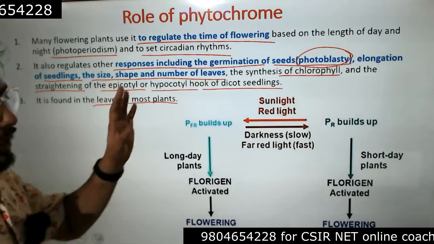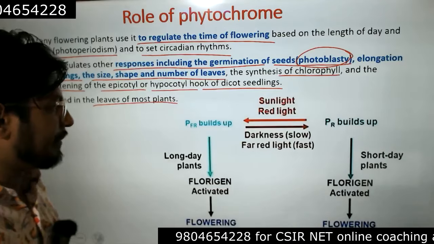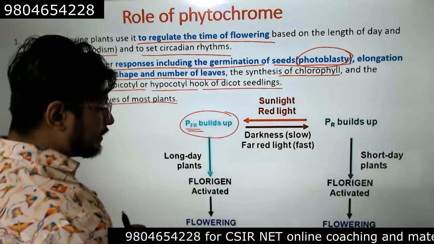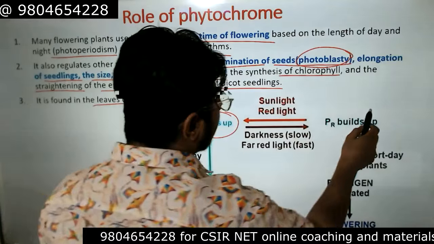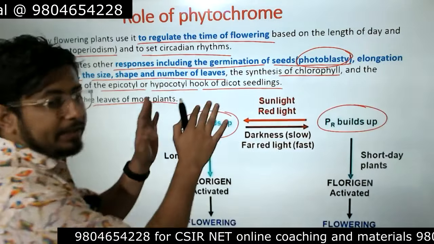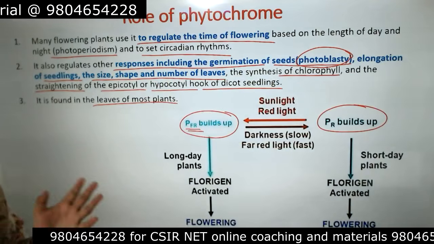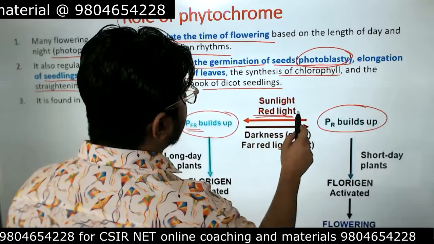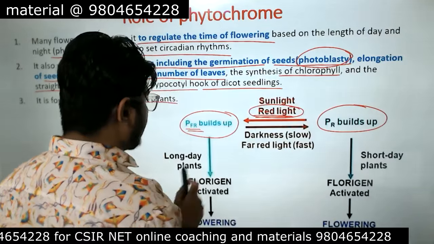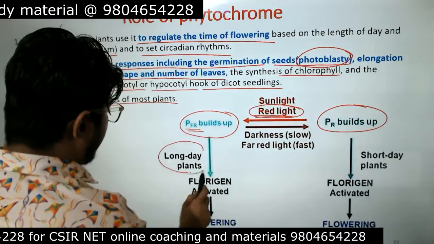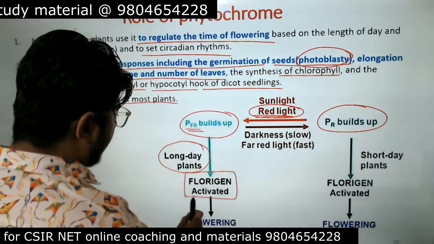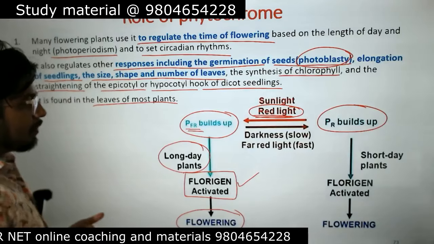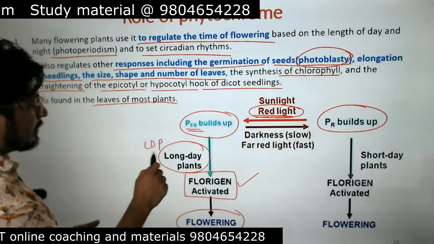Now this is another picture explaining how exactly phytochromes behave and perform. So we have two forms, PFR, which is the physiologically active form, then PR. But in case of flowering and regulation of flowering, both of these forms work a little differently. So PR, when they receive red light from the sunlight, is converted to PFR, builds up in the long day plants, produces florigen, florigen gets activated, flowering is on. For whom? Long day plants.